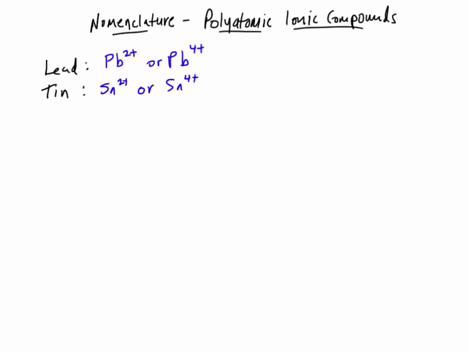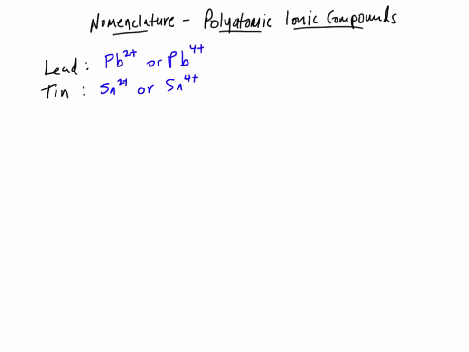polyatomic ion naming. If you have the basic naming system down for binary compounds, this is not going to be any more difficult, unless you didn't memorize your polyatomic ions. If you didn't memorize polyatomic ions, things can get a little tricky. So let's take a look at a few examples here.